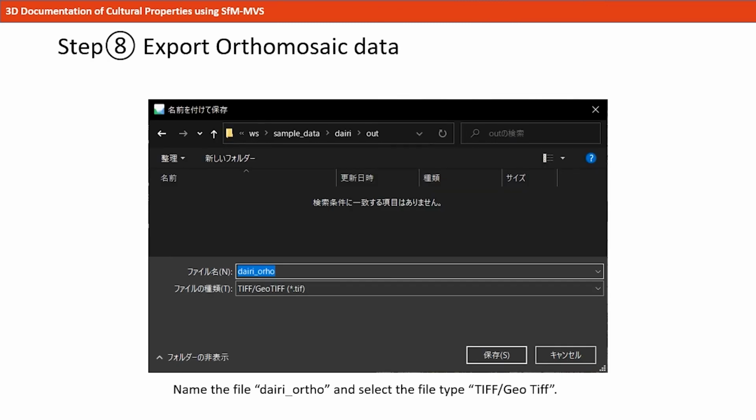Choose where to save, such as desktop, and name the file. Here, we name it dairy_ortho, and select the file type, TIFF/GeoTIFF. Then save it in any folder we want. Here, we choose the Out folder, which we have initially set up to save the complete 3D images. It is convenient to create a folder at the very beginning of the work to save these final versions on your computer.